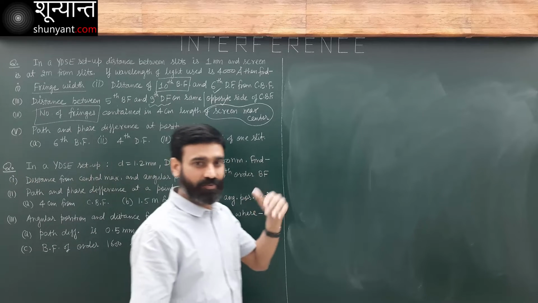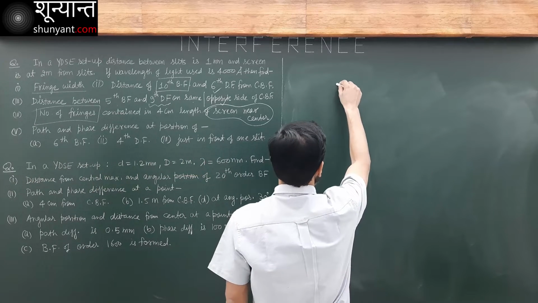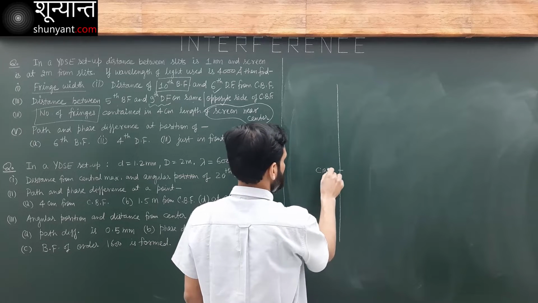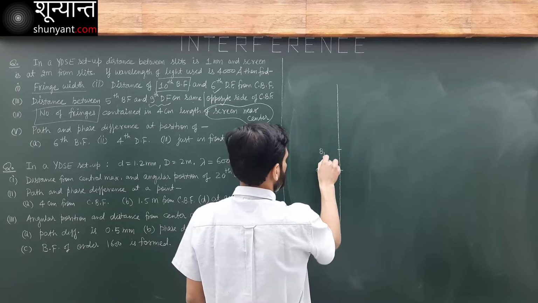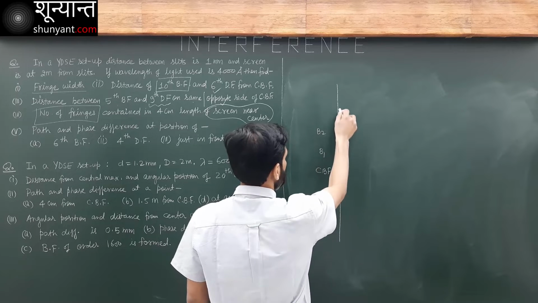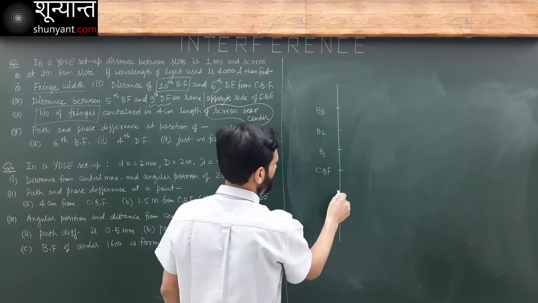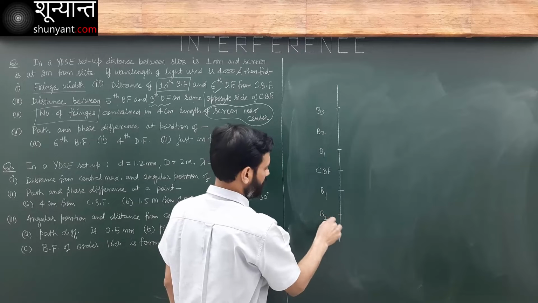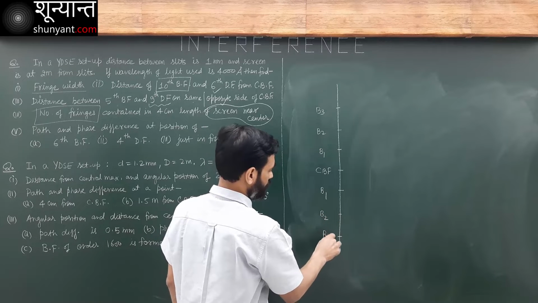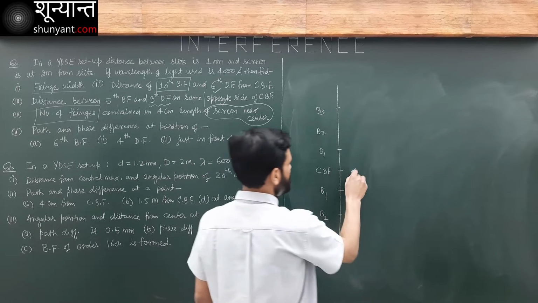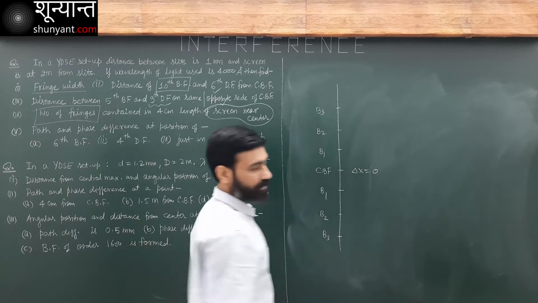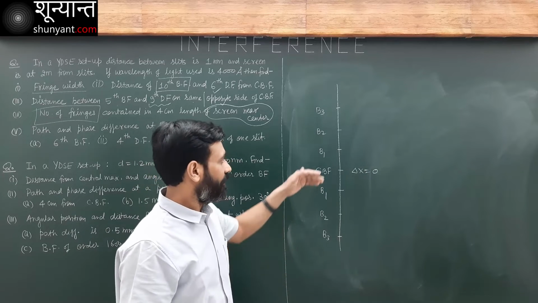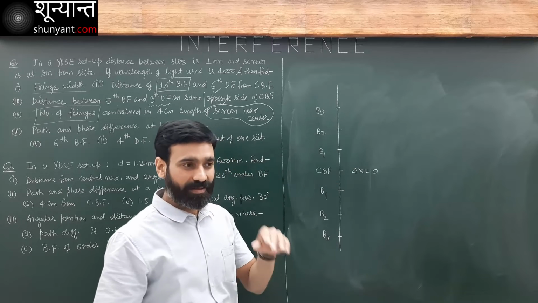Let's summarize whatever we discussed in the last class. This is my central bright fringe, and this is the first bright fringe, this is the second bright fringe, this is the third bright fringe. On both sides, I'm going to get the same symmetrical pattern. What is path difference here? This is 0: central bright fringe, zero order. Path difference is 0. As I start moving up or down, path difference starts to increase.